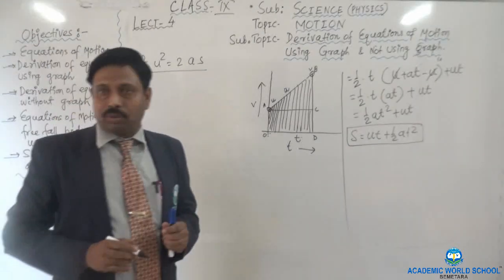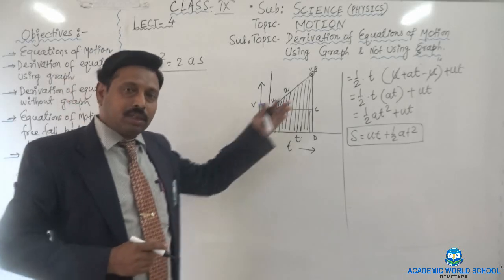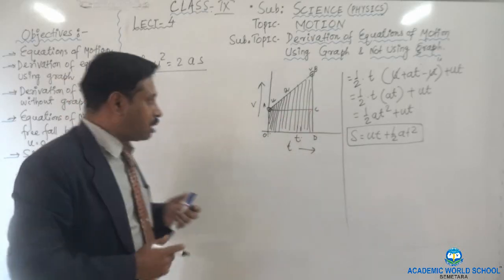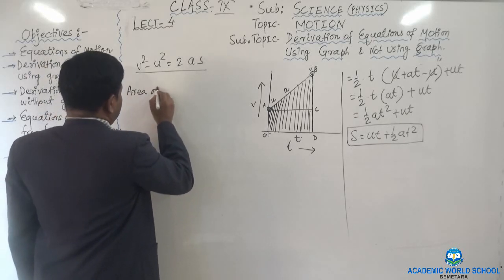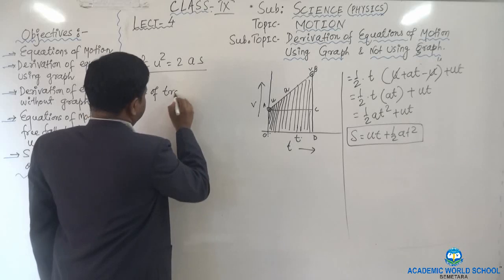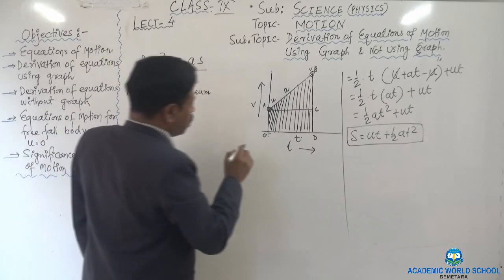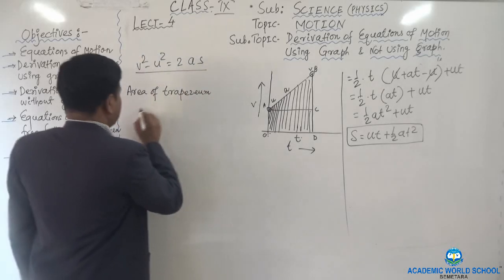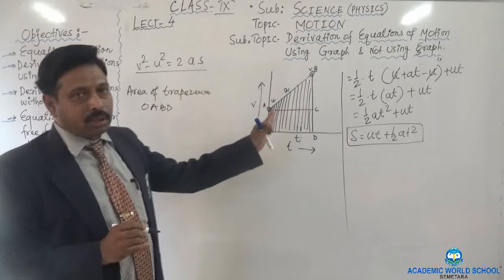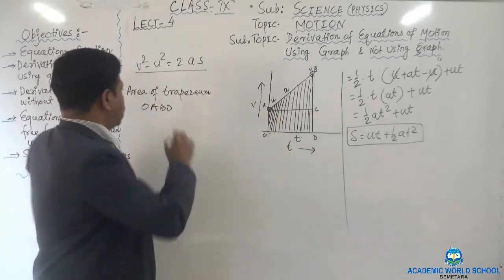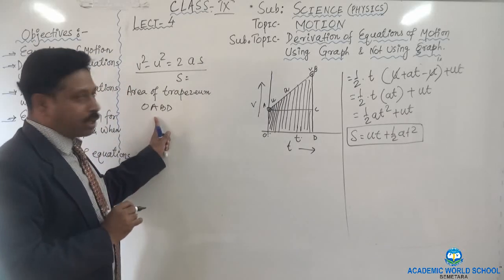Now, the process is the same as in the second equation. Let me start. We did in the second equation the area of the trapezium. Write down the area of the trapezium, that is your OABD. OABD we have taken. Why have we taken it? We are finding out the displacement. So displacement S is equal to the area of the trapezium OABD.